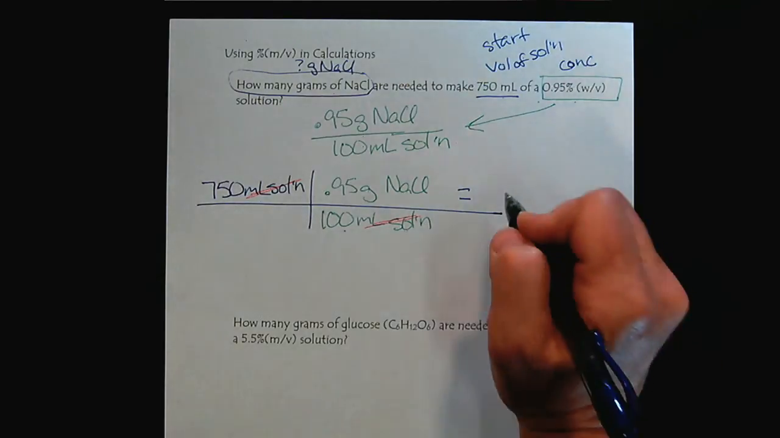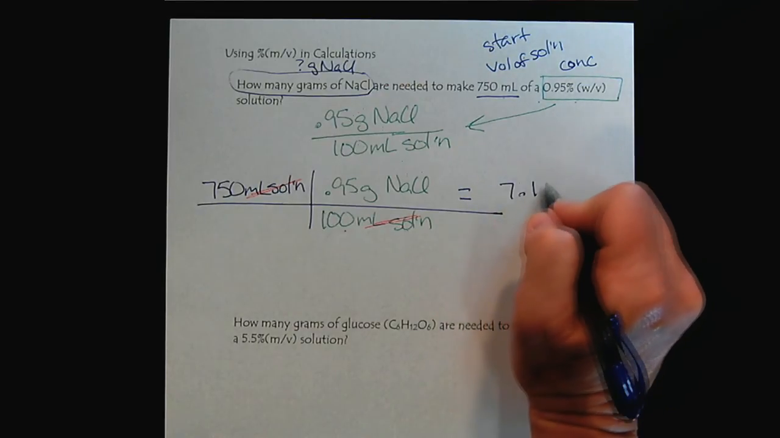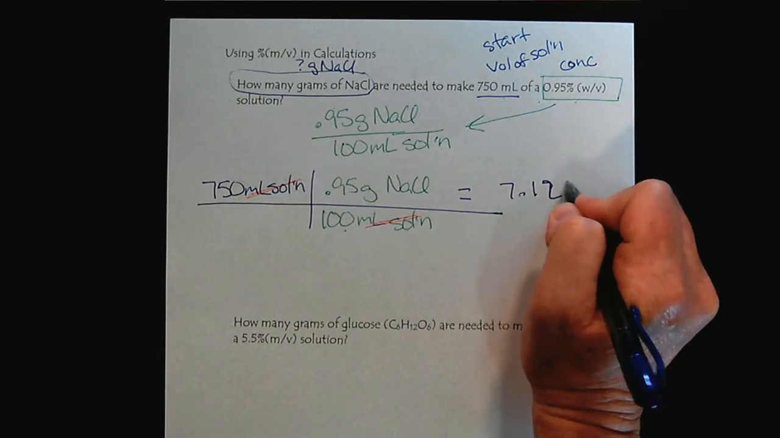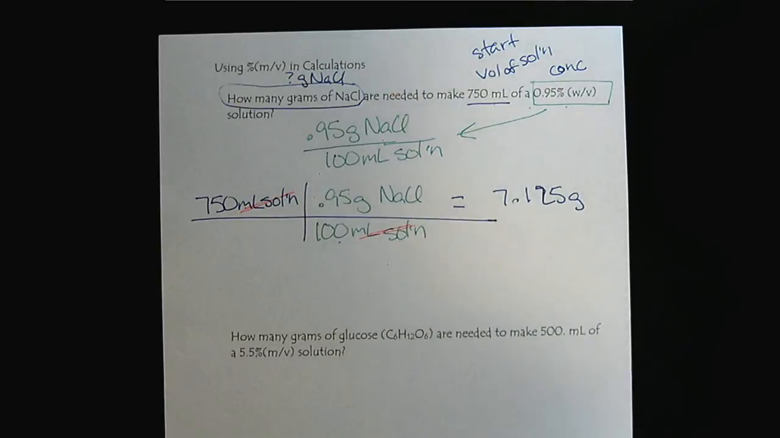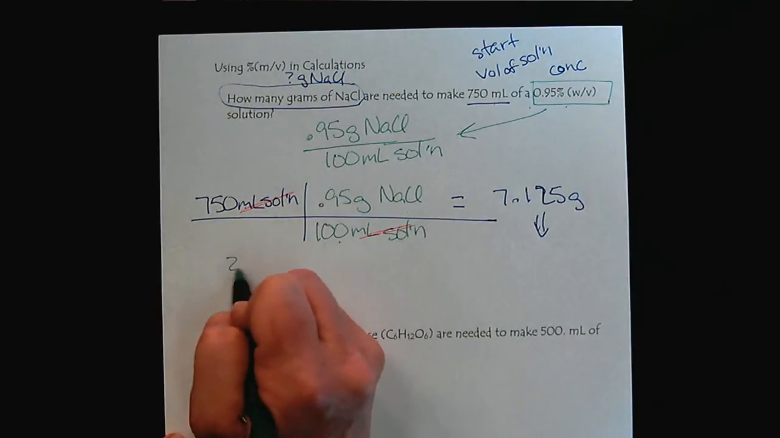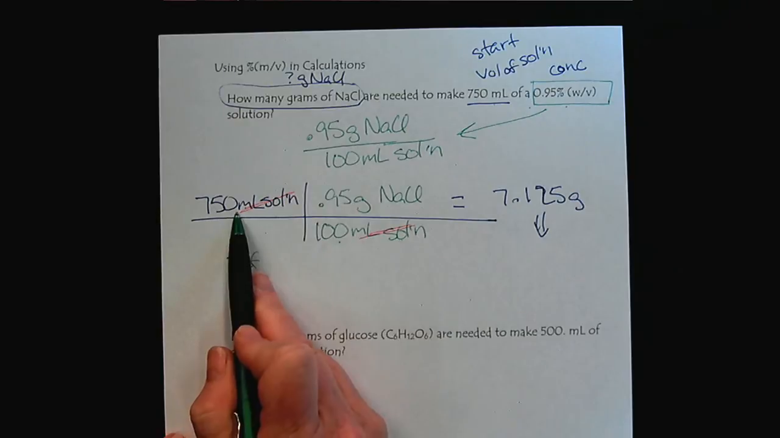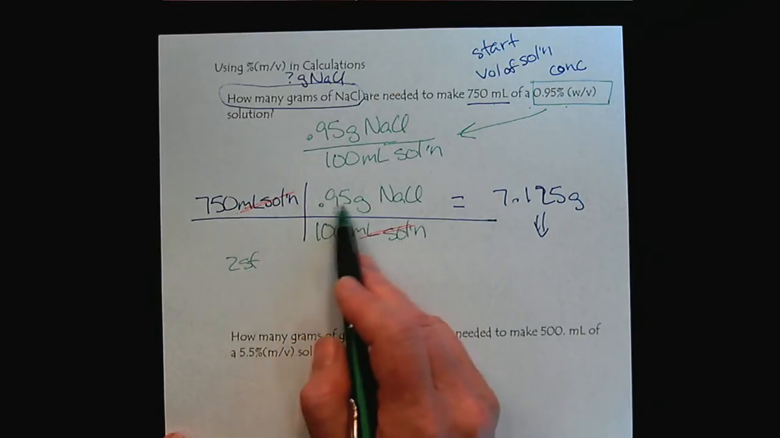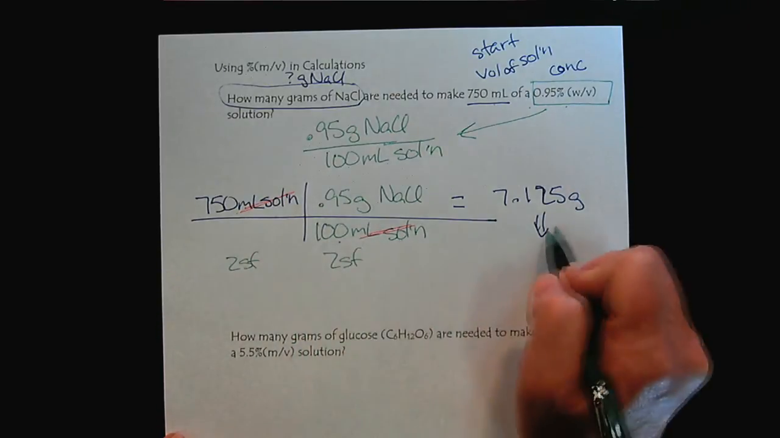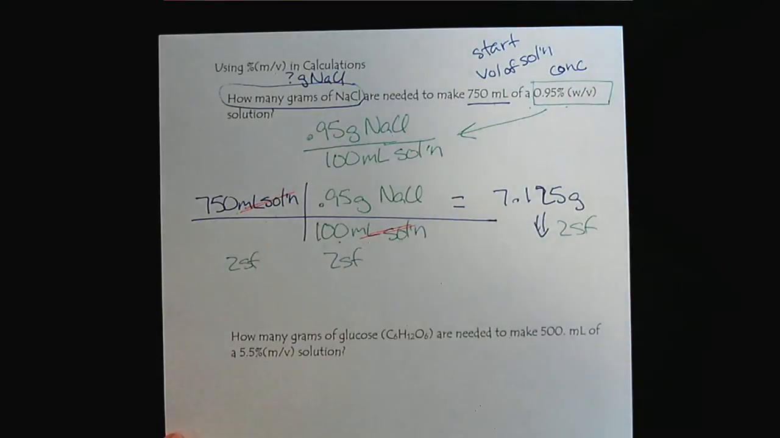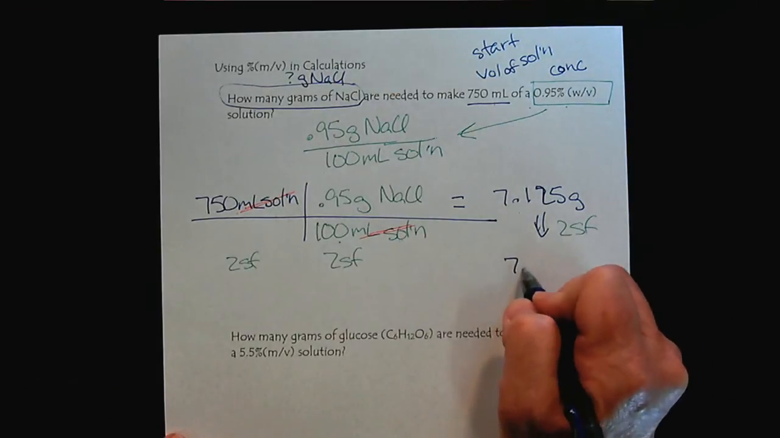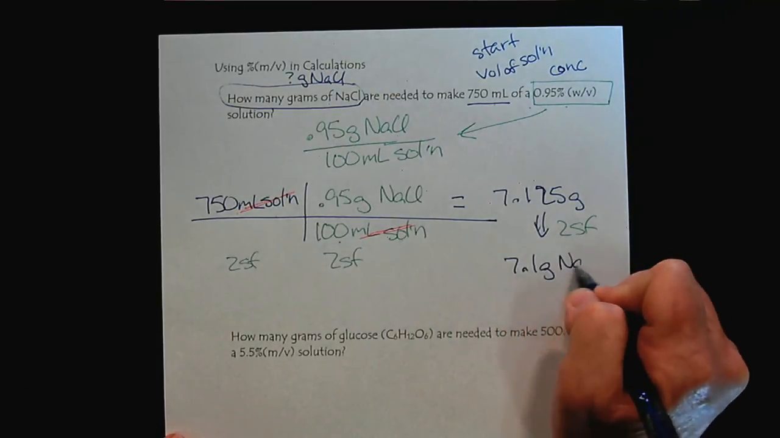And we get a final result. We would need to weigh out 7.125 grams. And of course, we'll pay attention to sig figs. So in this example, we have 2 sig figs here because there's no decimal. And here we have 2 sig figs as well. So we would round our answer to 7.1 grams sodium chloride.